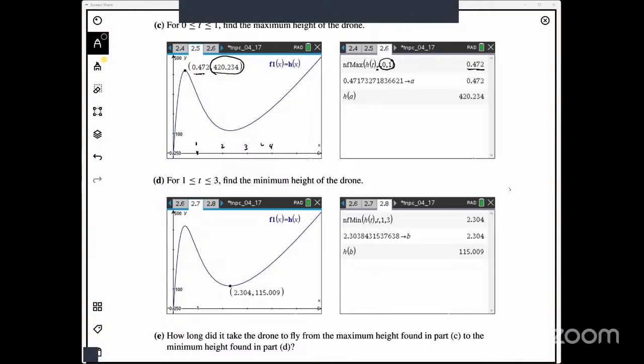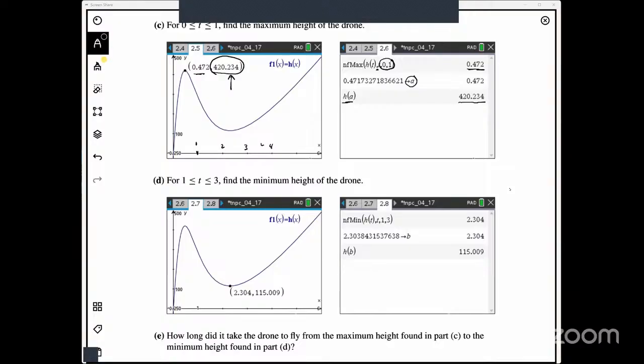so I want to store that value to the greatest degree of accuracy possible. I simply hit the store key, and I'm going to store that in a variable that I'll call a. Just to double check, the height at a is 420.234. Yep, that's that value over there. I'm feeling really good about this. Both the calculator screen and the graph screen seem to agree. I think I found the maximum height between 0 and 1.